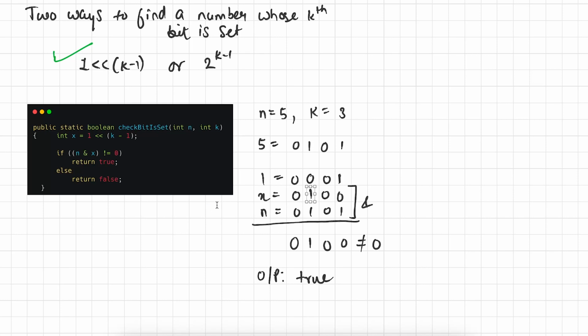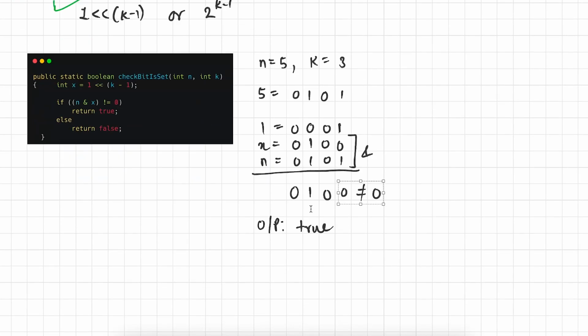Now what is our n? n is 5, so the binary representation of n is 0 1 0 1. If we do bitwise AND of both numbers, we get 0 1 0 0, and this is not equal to 0. It means the third bit of 5 is set, and we can see clearly that the third bit is set. Okay, so this is the first approach to solve this problem. Now let's move on to the second approach.